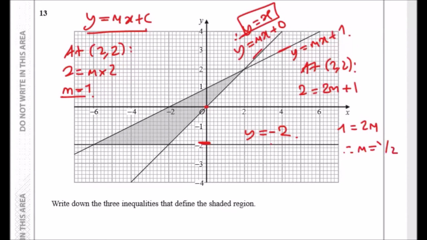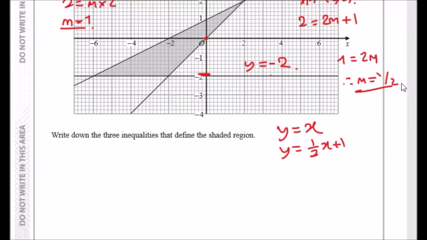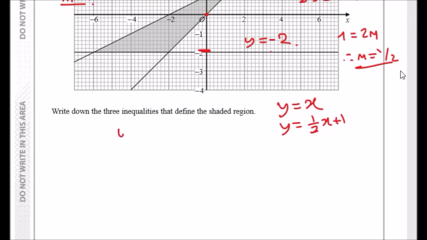My tip is always rearrange the equation in terms of x, make y the subject, and then just see if it's above or below. For this one, the shaded region is above. If it's above, we use the greater sign. So because it's above, we can say that we have y greater than or equal to minus 2.